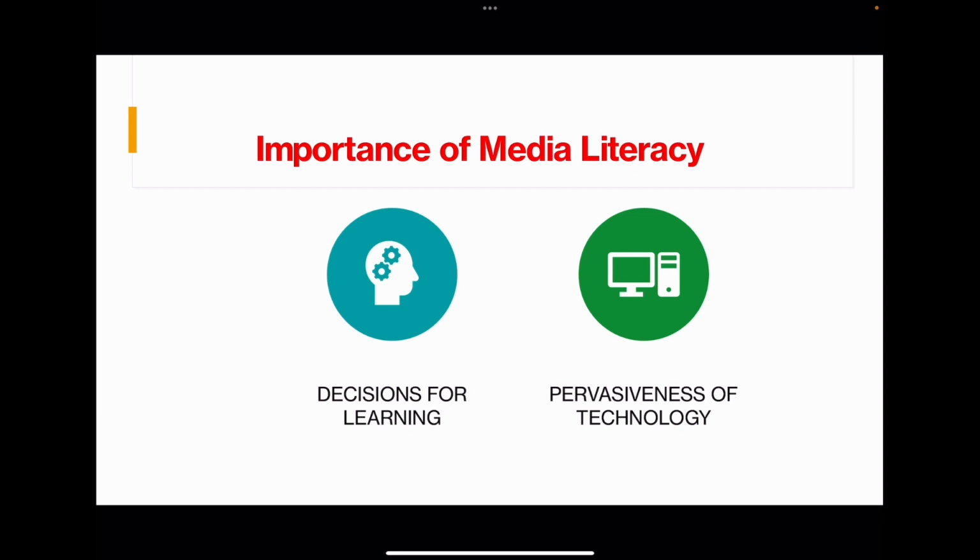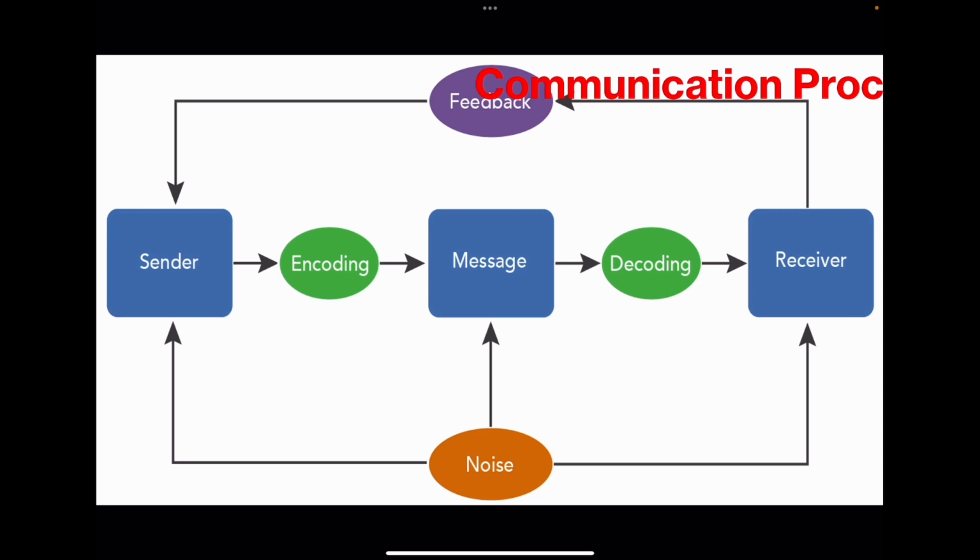Media literacy is very, very important because it helps us to make decisions for learning. We are able to make learning effective and meaningful by asking ourselves, how can we employ technology to meet various demands or various outcomes of a specific task or skill that you want to teach. The second thing is because of the pervasiveness of technology. Technology continues to influence the way we do things. It continues to affect every sector of the society. And so it cannot be ignored in the process.